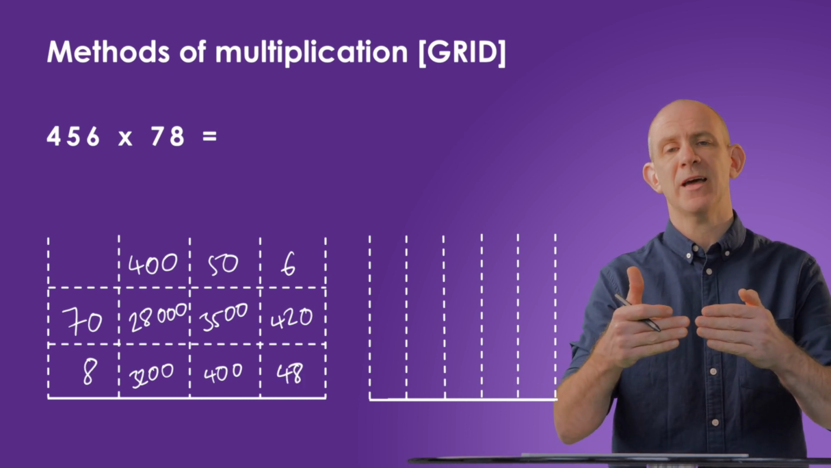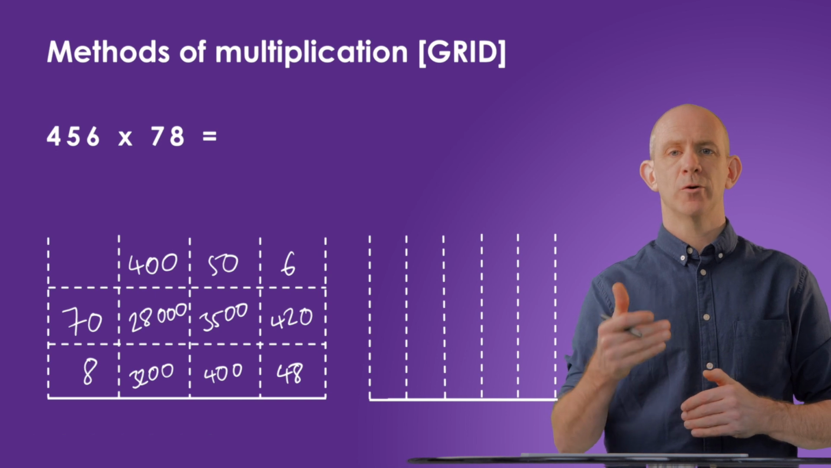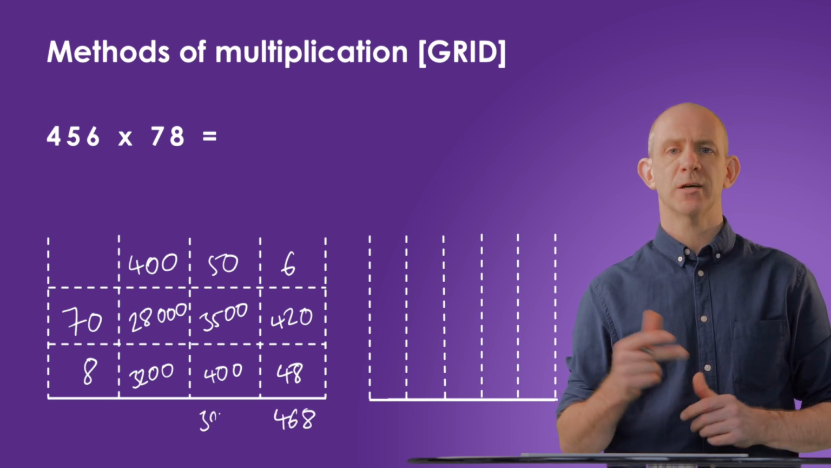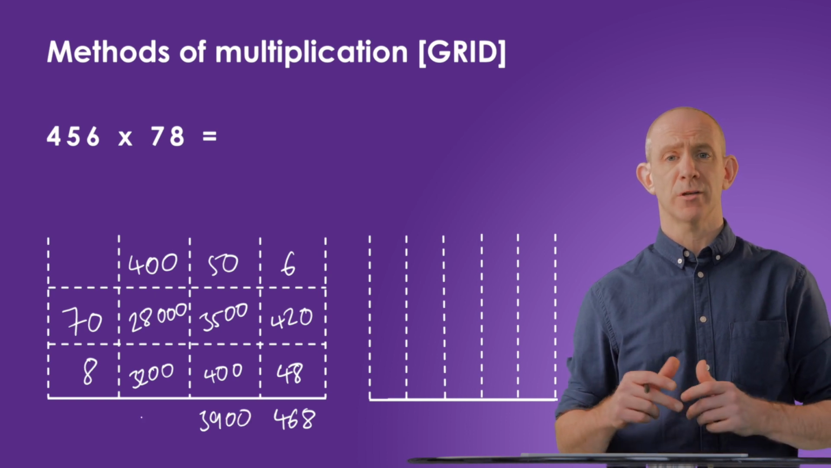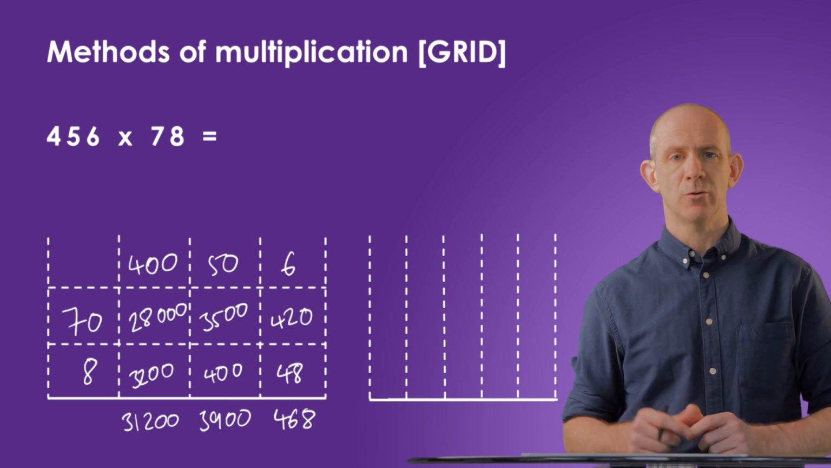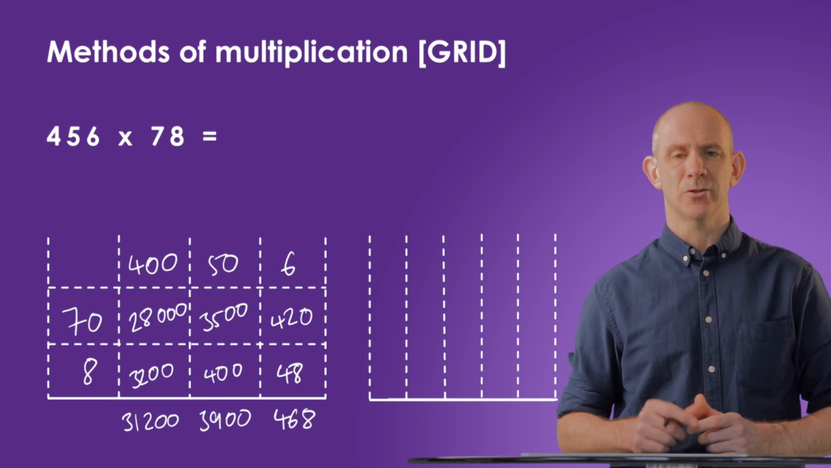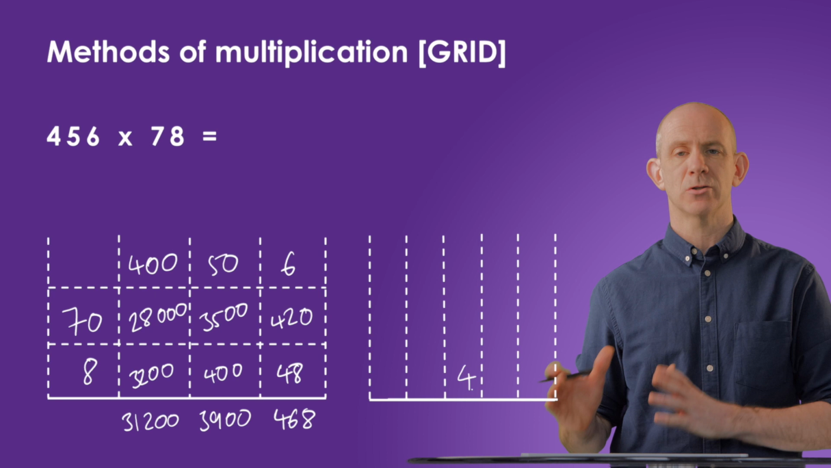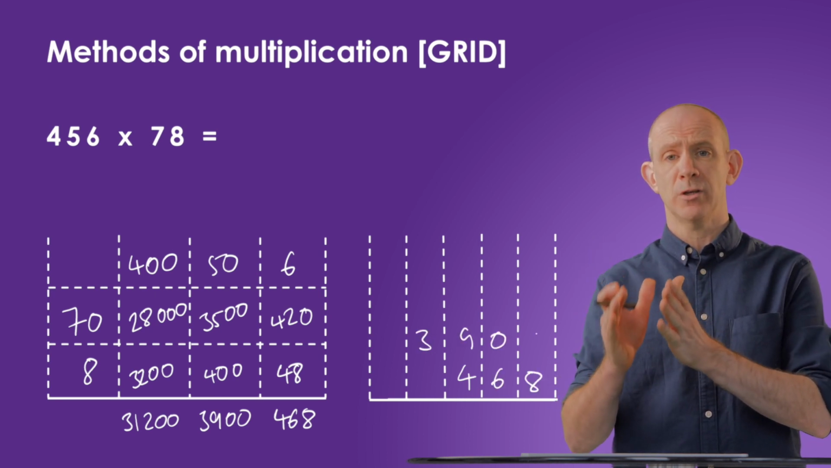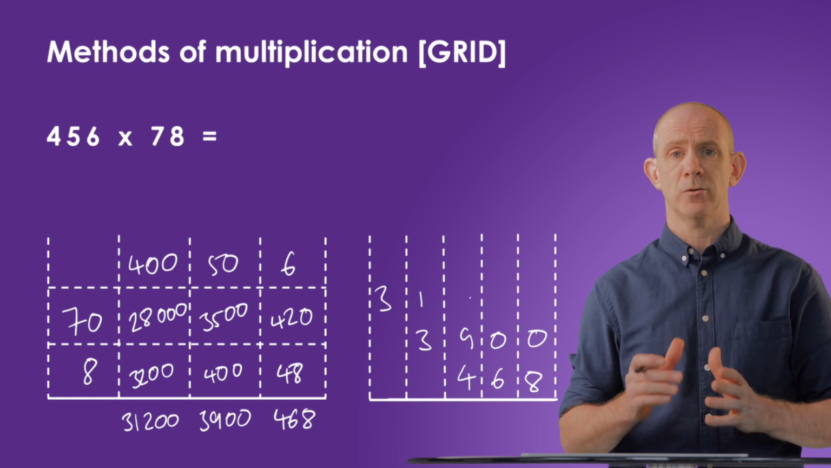What we can then do is we can add these down. So 420 plus 48 gives 468. 3,500 plus 400 gives 3,900. And 28,000 plus 3,200 would give us 31,200. We can take these here to this right hand side and write them, making sure again that the units match up with the units and the tens match up with the tens, etc.